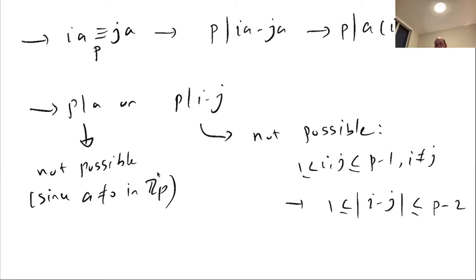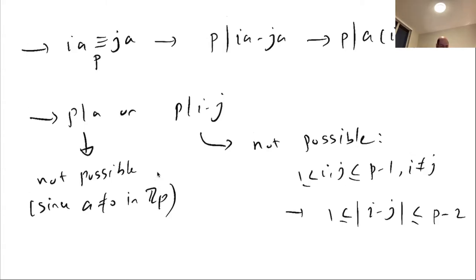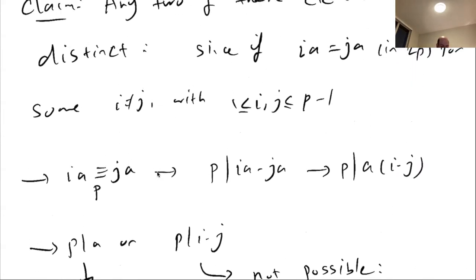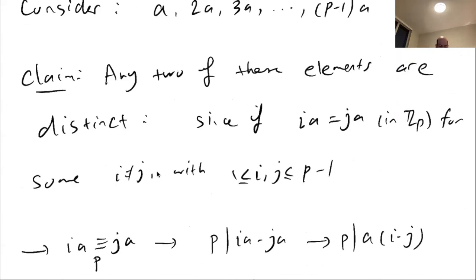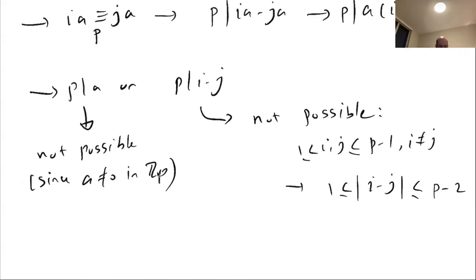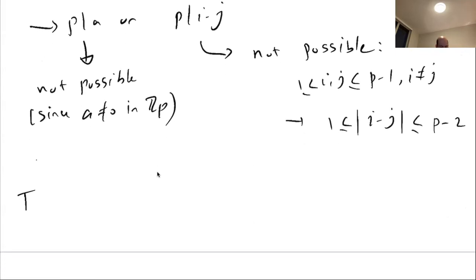And none of the numbers from 1 to p minus 2 is divisible by p. Now, of course, even if p is not prime, we can still say that none of the numbers from 1 to p minus 2 is divisible by p, but here p is also prime. Okay, so I proved my claim that any two of these numbers are distinct. Thus, the claim is proved.